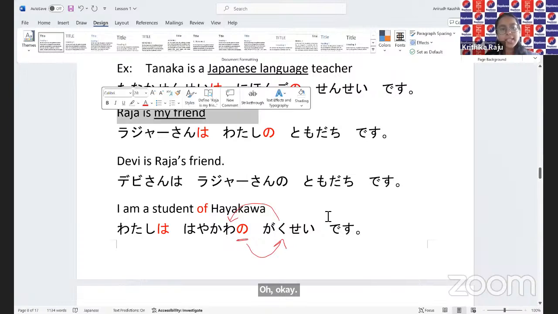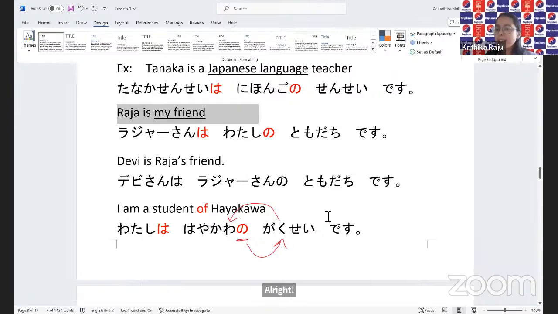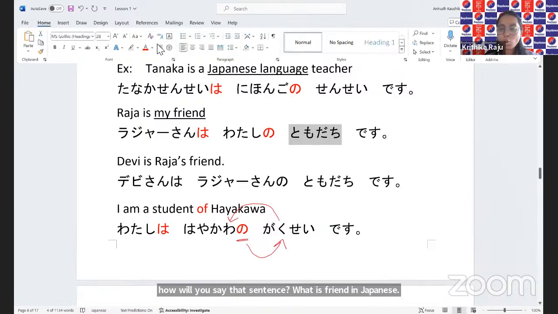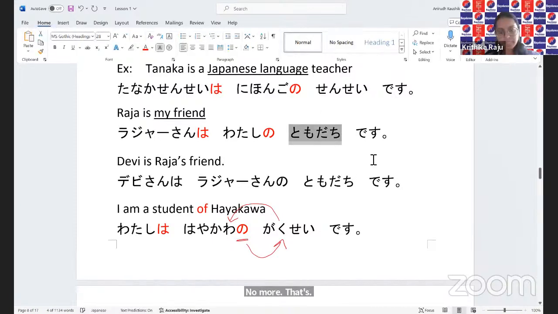All right. Let's look at the next sentence here. Raja is my friend. Here it doesn't mean Raja belongs to me. It's not possession here. He is a friend of mine. So how will you say that sentence? What is friend in Japanese? Tomodachi. Very good. Can I have everybody repeat this together, please? Tomodachi. Tomodachi. Tomodachi is friend.